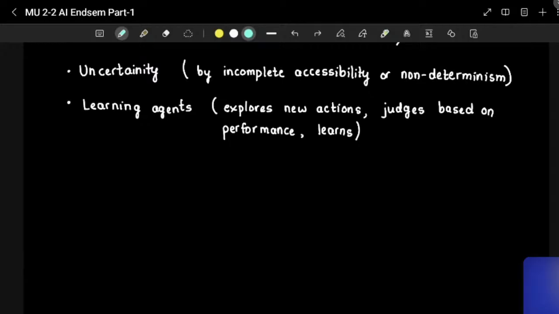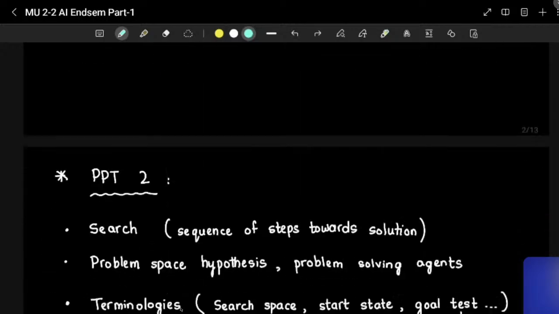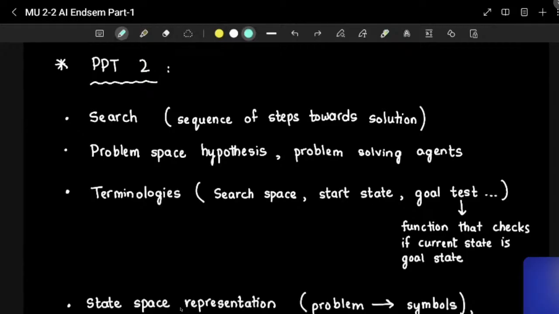Learning agents. Now there is something called an agent, there's something called a rational agent. Now there's something called a learning agent. Agent, rational agent, learning agent. Basically, it learns from its mistakes and then improves itself. That's it. That's a learning agent. That was PPT 1.2. You can go through the theory.